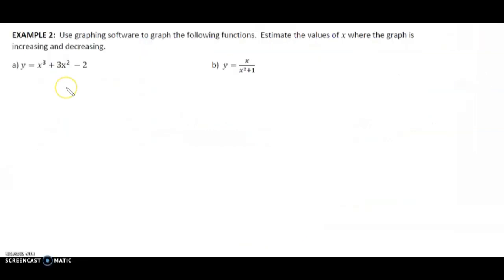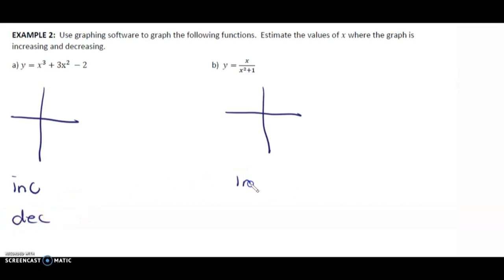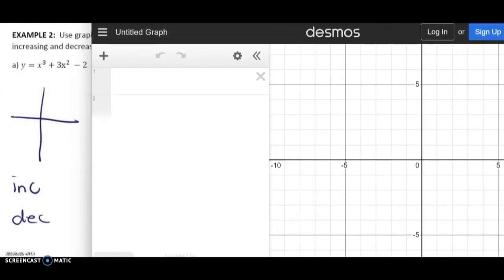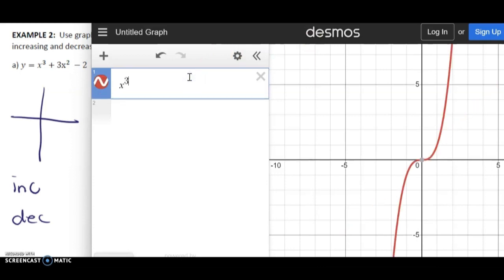So example 2, use graphing software to graph the following functions, then estimate the values of x where the graph is increasing and decreasing. Okay, so I will make a little sketch of each, and then I'll put increasing intervals and then decreasing intervals. That is what the question is asking us. So let's go ahead and open Desmos, and let's graph x cubed plus 3x squared minus 2.